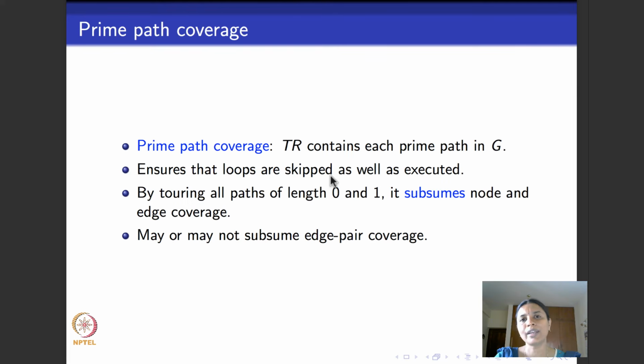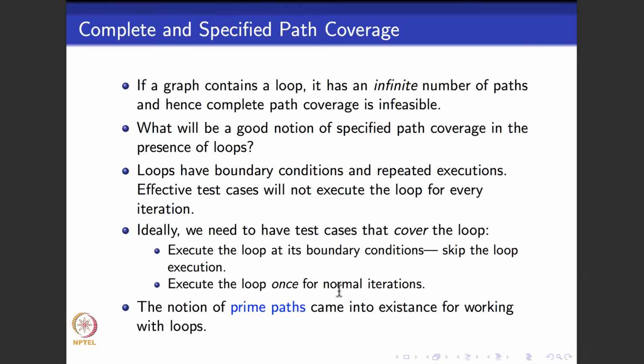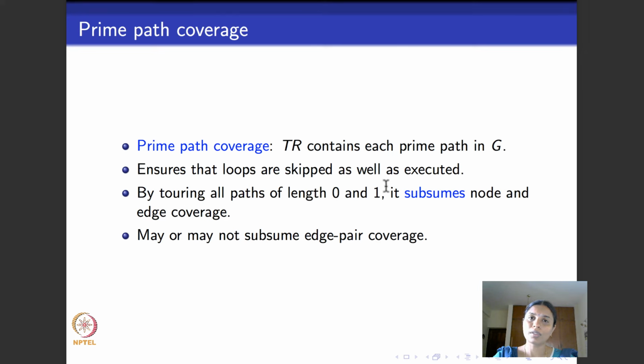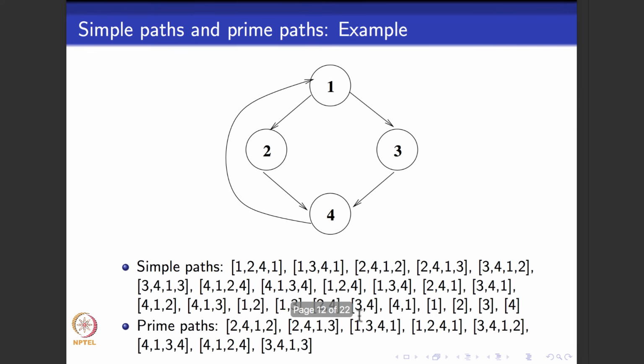But for now, we'll go ahead and see a little bit more about prime path coverage without worrying about how to do it. So the first thing that I want to tell you is that prime path coverage actually meets this loop coverage criteria that I told you about, right? This one. Test a loop at its boundary and test a loop for its normal operations. So we'll understand how that happens. Prime path coverage ensures that loops are skipped and executed, and it covers all paths of length 0 and 1. We saw that for that example at least. So by default, it subsumes node and edge coverage, right? Because if you see here, it includes node coverage and it includes edge coverage.